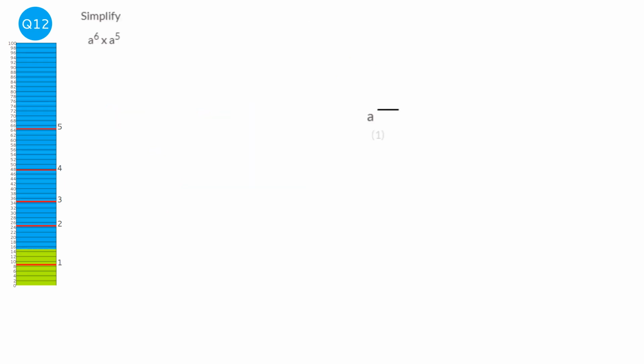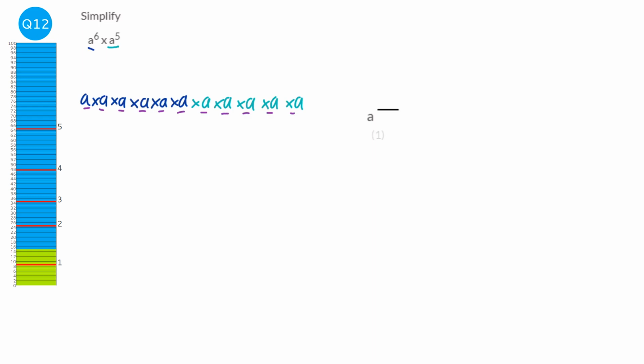Another way of writing a to the power of 6 is a times a times a times a times a times a. And another way of writing a to the power of 5 is a times a times a times a times a. Now you might notice that altogether there are 1, 2, 3, 4, 5, 6, 7, 8, 9, 10, 11 a's that are being multiplied together.